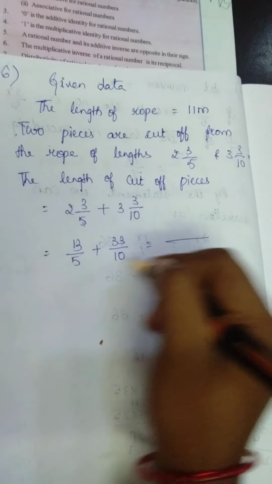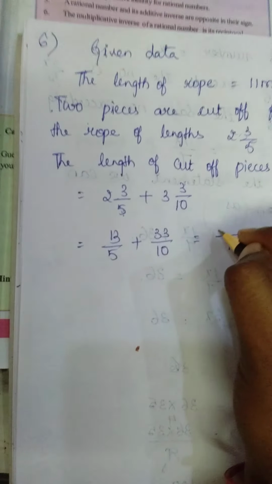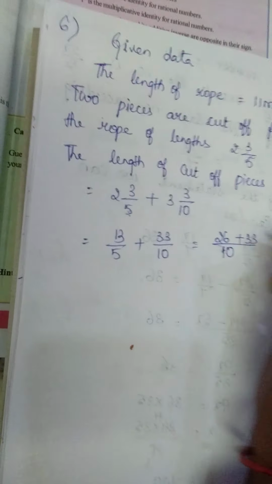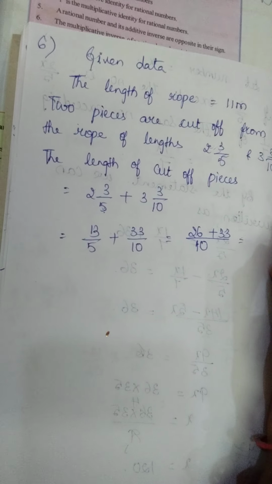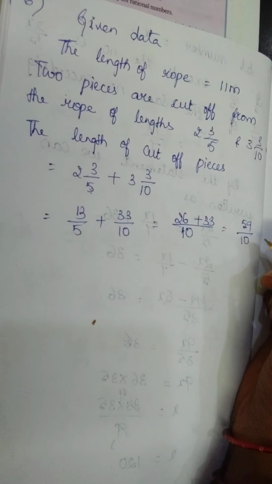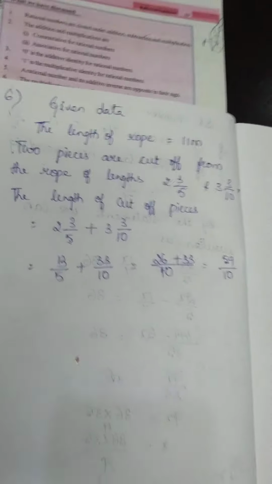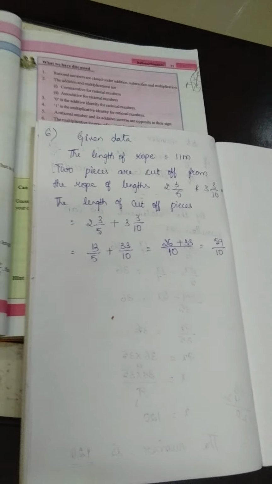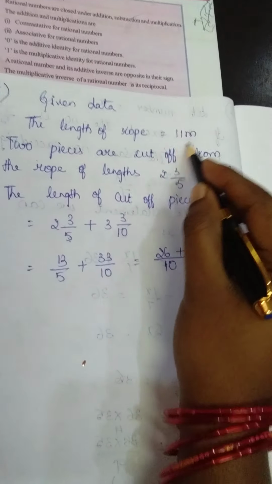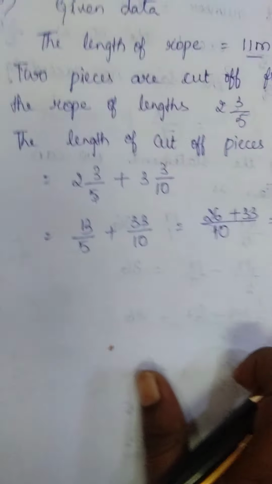Here if you do the LCM, you will get the LCM as 10. Okay, 13 2s are 26 plus 33. How much you will get? 26 plus 33 is nothing but 59/10. Okay, 59/10. Now what you have to do? Just you have to subtract this length from the total length.